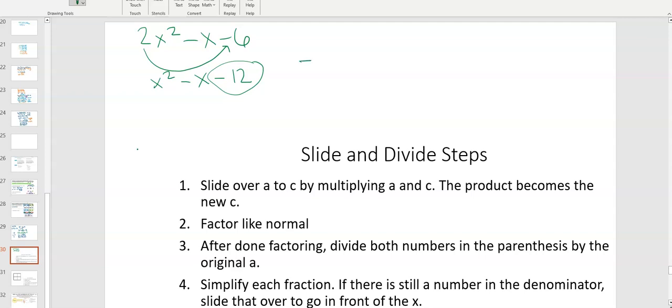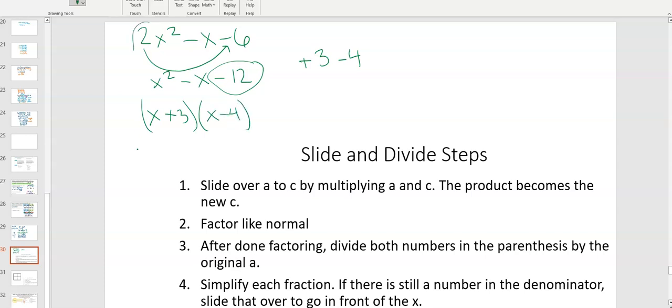So let's see, negative 3 and positive 4, almost. Let's try positive 3 and negative 4. So we're going to go ahead and factor this out like normal. X plus 3, x minus 4.